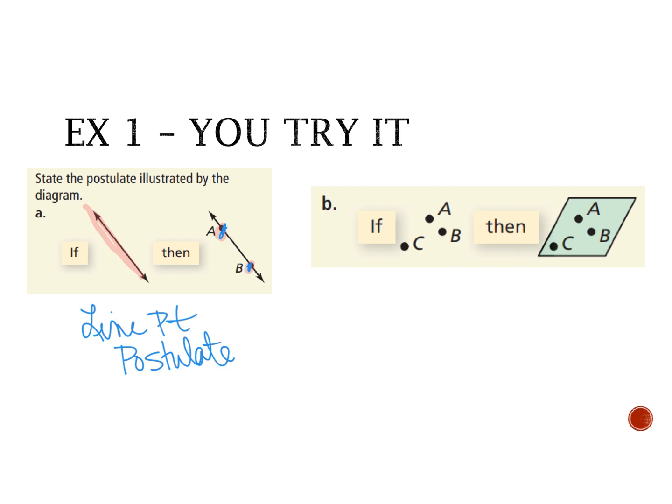Now for part B, it says if we have 3 points, then those 3 points are on this plane. And notice our 3 points are not on the same line. So we can say that this is the 3-point postulate. And the 3-point postulate states that through any 3 non-collinear points, there exists exactly 1 plane, as you can see right here in part B.